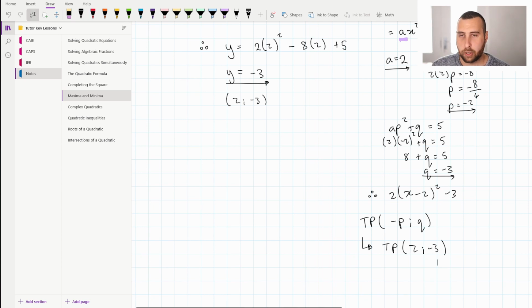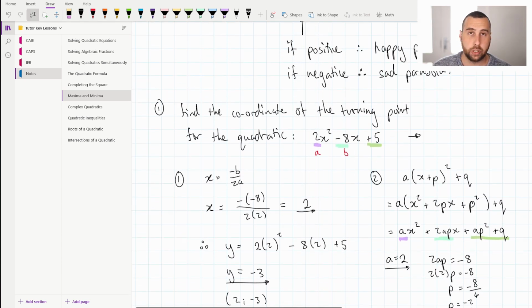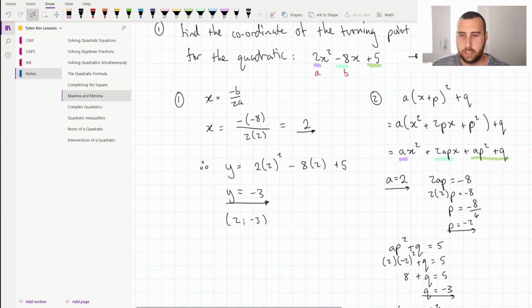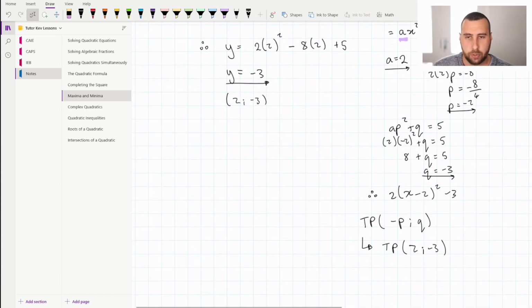So these are the two possible methods of how you can find the coordinate of the turning point, i.e. the maximum or the minimum or the vertex of your parabola. I think the first method is quite quick and simple, but if you do happen to have a question that asks you to find the completed square form first, then finding the turning point from that is actually quite quick and simple.